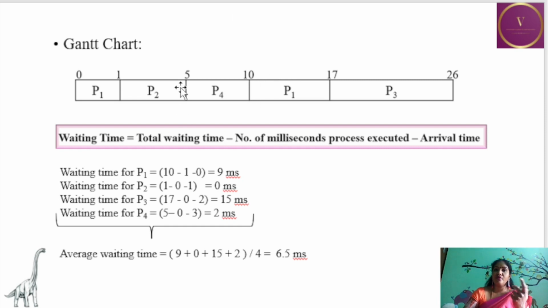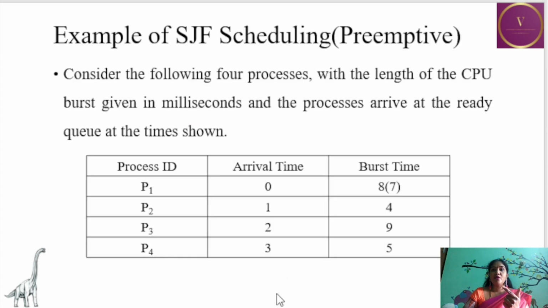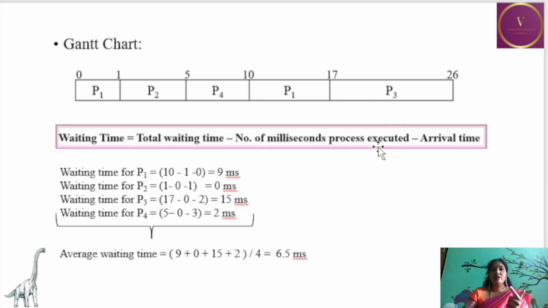After 10 milliseconds of waiting time, process P1 is getting the CPU. Why? Because process P1 has a 7 millisecond burst time, whereas process P3 requires the CPU for 9 milliseconds. So since P1 is the smallest, it gets the CPU next and will use the CPU for the next 7 milliseconds. So totally after 17 milliseconds, P3 is getting the CPU, and it uses the CPU for its burst time, that is 9 milliseconds, and totally the CPU is used for 26 milliseconds.